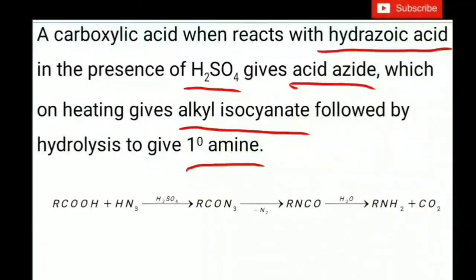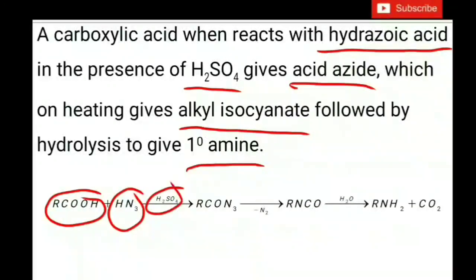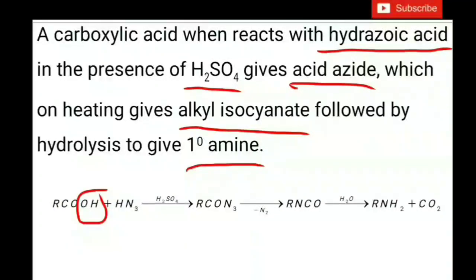In this reaction, carboxylic acid and hydrazoic acid are treated with each other in the presence of H2SO4. H2SO4 is a very good dehydrating agent. It removes a water molecule from the mixture of these two compounds. The OH group from carboxylic acid and hydrogen from hydrazoic acid will be removed in the form of H2O. The water molecule will be removed from the mixture of these two molecules and will give you RCON3.